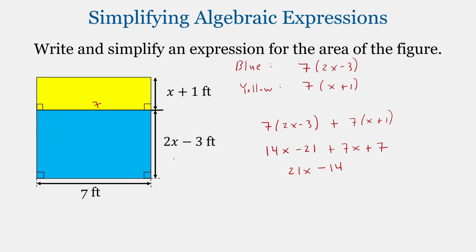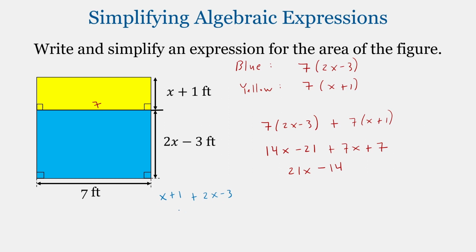Now a second way of doing this, instead of viewing these as two separate boxes and adding them together, we can determine the width of the two boxes together. So we're going to add the two widths together first. So we have x plus 1 plus 2x minus 3. So the width of the blue box plus the width of the yellow box.